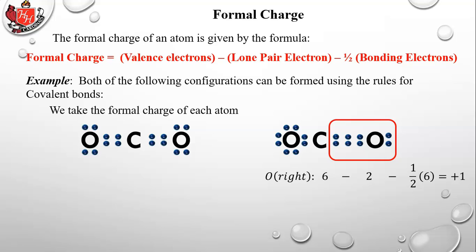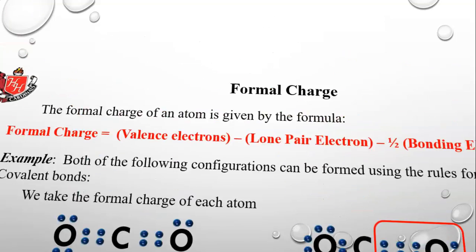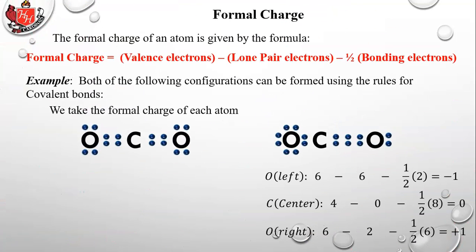Okay, let's take the oxygen on the right. Oxygen has 6 valence electrons. 2 of those in that red box are lone pair, the ones on the far right. And there are 6 bonding electrons between the oxygen on the right and the carbon. Take half of those, and that's 3. So 6 minus 2 minus 3 is +1. So that oxygen on the right is less stable. It doesn't have a 0 charge. It's feeling a slight positive charge other than what it would like to feel in the atomic state. So you can see non-zero charges on the right mean that molecule is less stable.